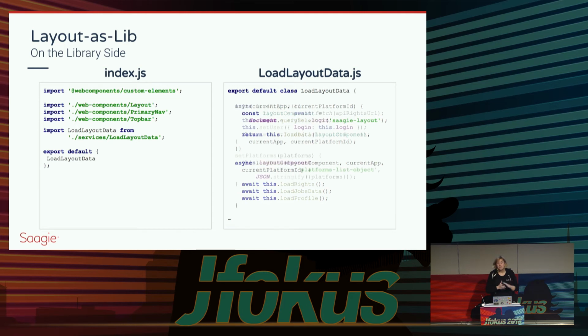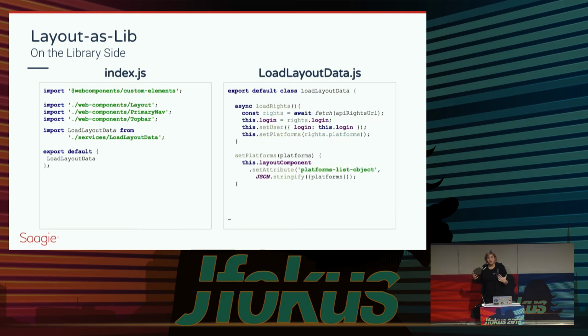And if we're looking at the load rights method, this one is going to then set the list of platforms to the component with platforms that the user is allowed to see. And this set platforms method is going to call the layout component directly to say, OK, this attribute value has changed. Please update it with this new list of platforms.